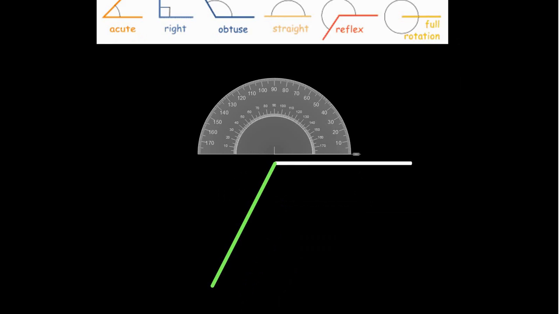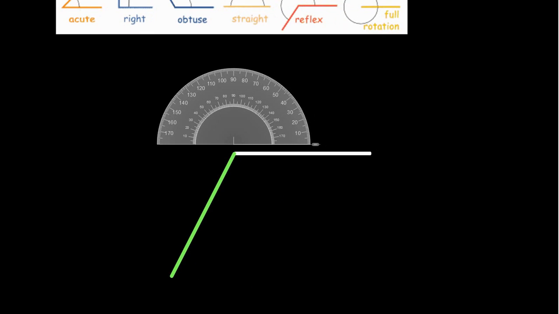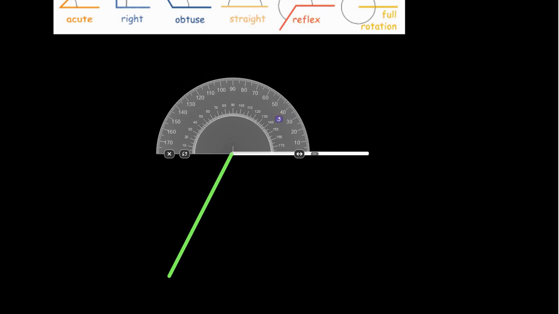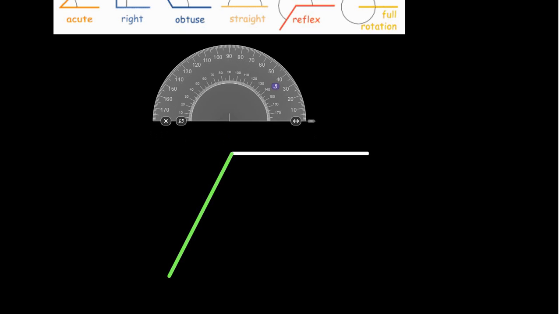The next angle is a reflex angle. Now it is important to notice which way you are measuring. We are starting off with this first arm over here, okay, and then we are going to measure the angle from the first arm all the way to the second arm. This would be considered a reflex angle. It is more than 180 degrees, but less than 360 degrees.